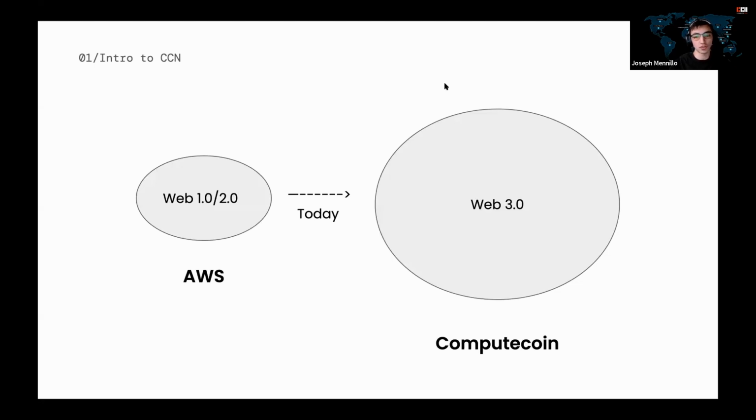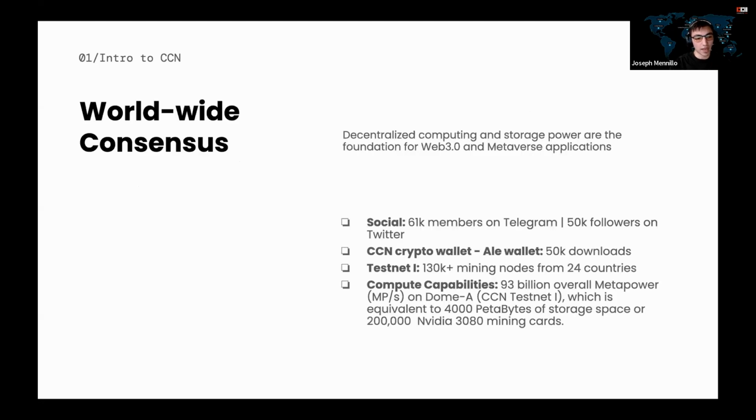Right? And CCN uses 3 different types of mining: storage mining, GPU mining, and CPU mining. And we ask everybody to join to achieve worldwide consensus. In order to have a decentralized ecosystem and keep up with the vast expanse of the current internet and the expansive Web3, Computecoin must achieve worldwide consensus. The vast majority of Web3 applications and metaverse games are run on AWS, but CCN believes decentralized computing and storage power are the foundation for Web3 and metaverse applications.